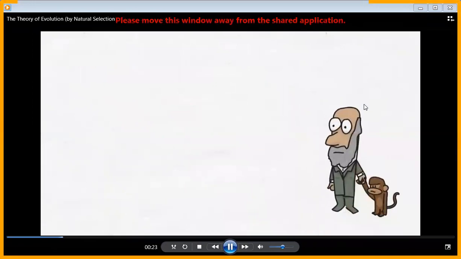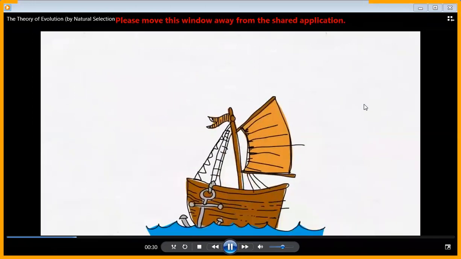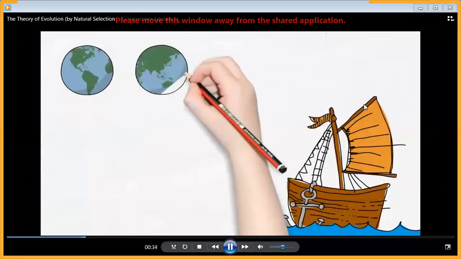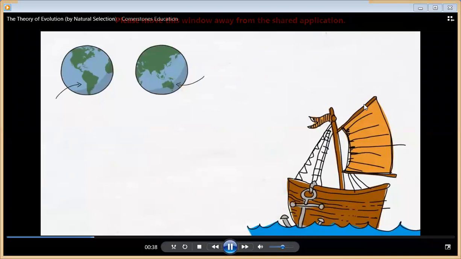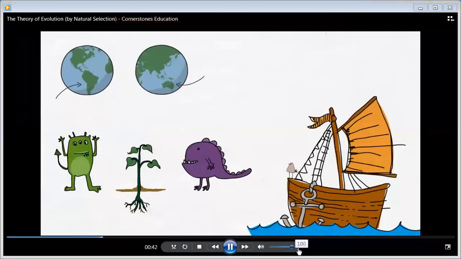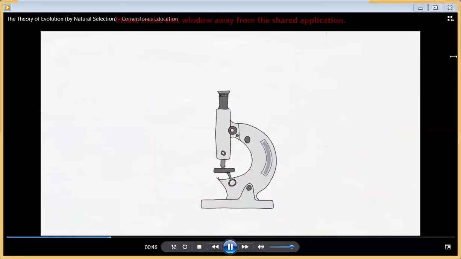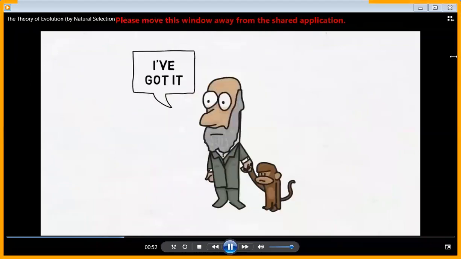Darwin loved animals and studied them all his life. In 1831, he went on an exciting voyage on a ship. He observed and collected a wide range of weird plants and animals. When he got back to England, he analysed his collection closely. That was when his ideas about evolution started to form.